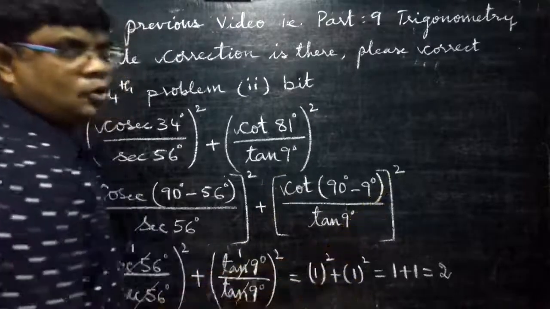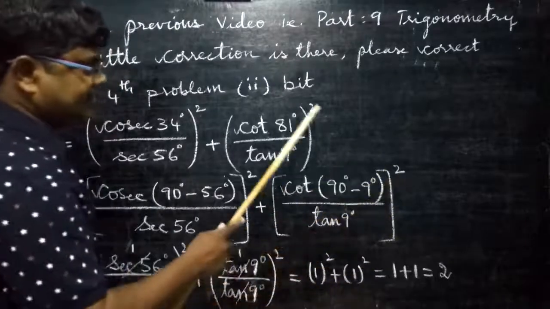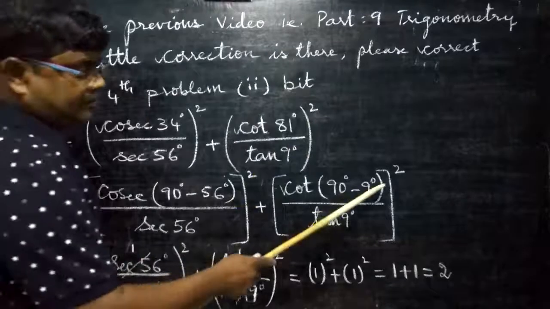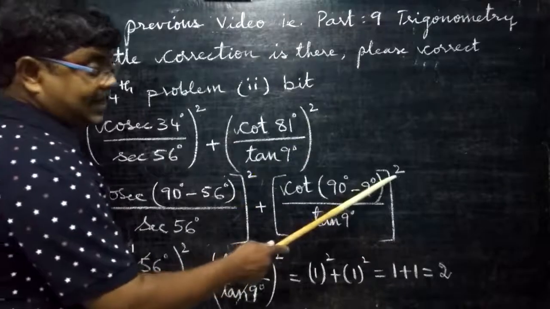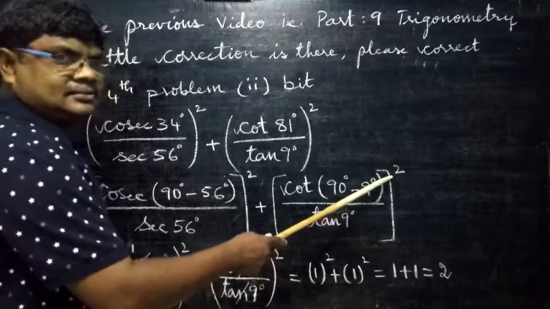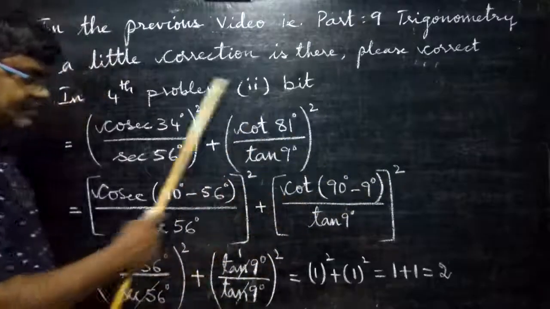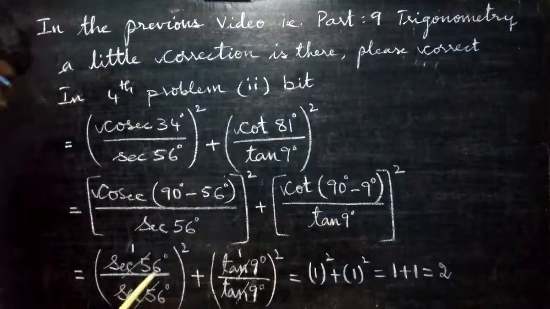Here I did not put whole square. Please correct here. Here I kept whole square. But while saying I said it, but while writing I did not write. Please correct, and write whole square here. And the rest of the problem is correct only.